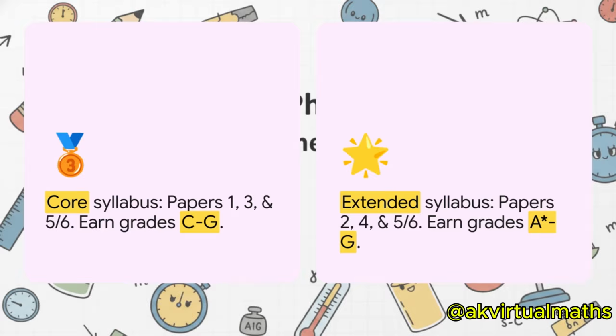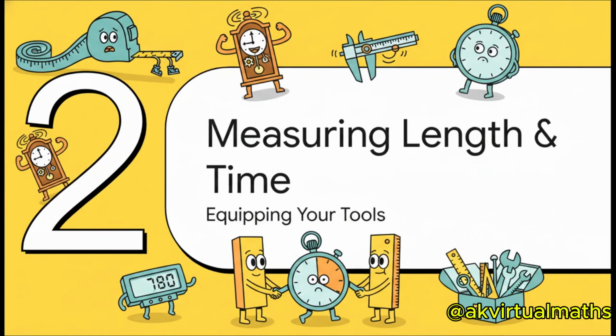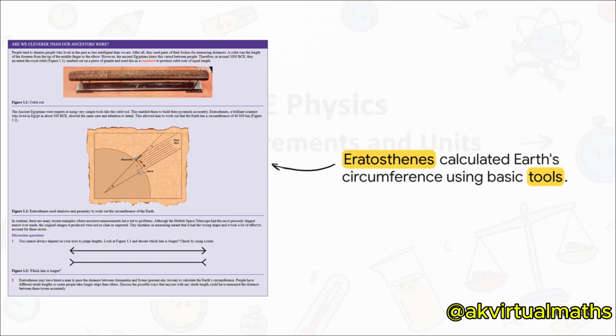Moving right along, Section 2 is all about measuring length and time and equipping your scientific tools. Humans have literally been measuring things for thousands of years. It's super easy to just write off ancient civilizations as having basic tools, like the ancient Egyptian cubit rod, which was literally just a piece of granite based on the length of a forearm. But brilliant minds like Eratosthenes used those very simple tools along with shadows and a healthy dose of geometry to calculate the circumference of the entire Earth way back in 300 BCE. So absolute precision and care, even with simple tools, can yield massive results.